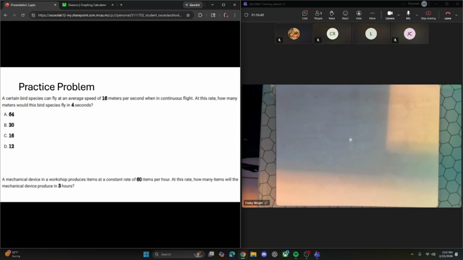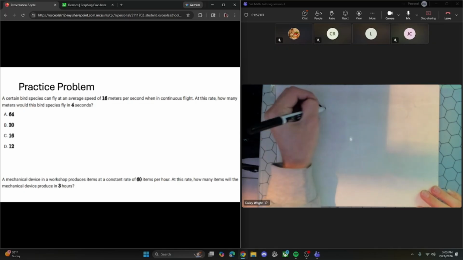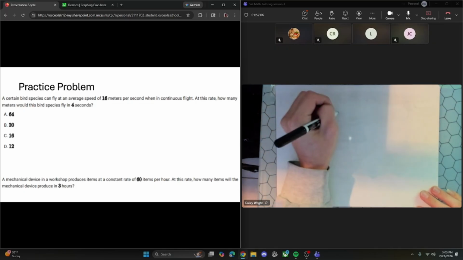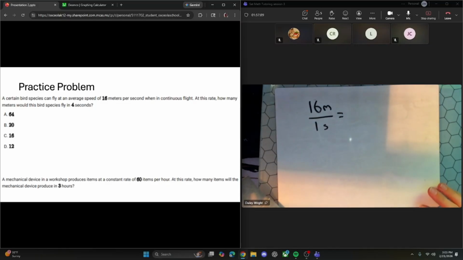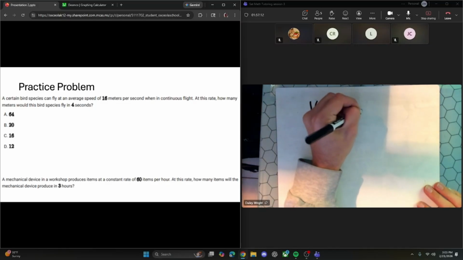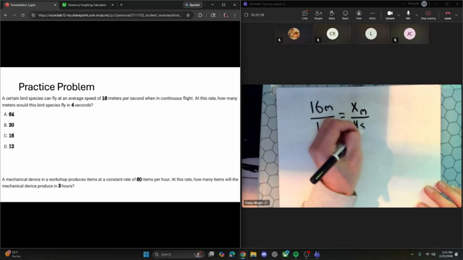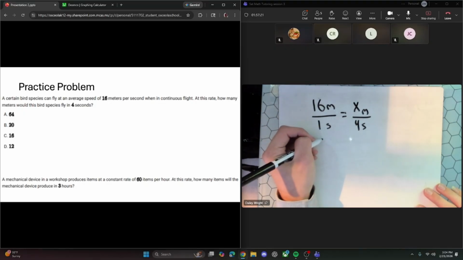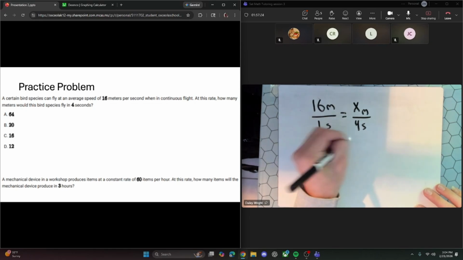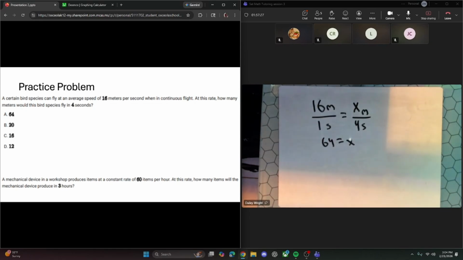A species of bird can fly at an average speed of 16 meters per second when in continuous flight. At this rate, how many meters would this bird species fly in 4 seconds? So you have 16 meters per 1 second equals x meters over 4 seconds. You would cross multiply again. 16 times 4 is 64. 1 times x is x, so x equals 64. The bird would fly 64 meters in 4 seconds.